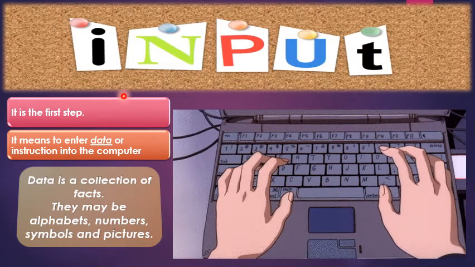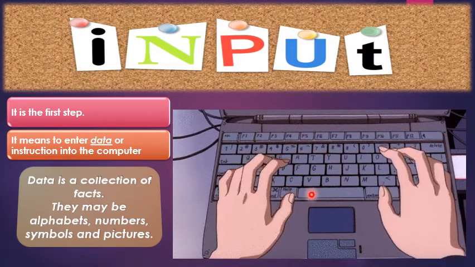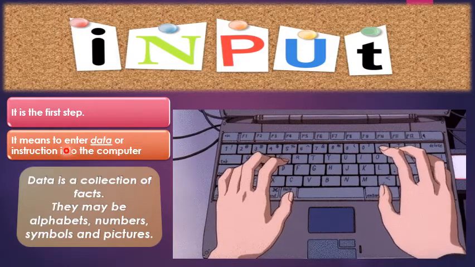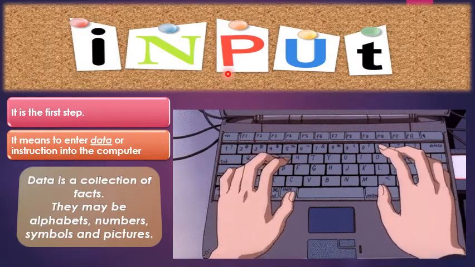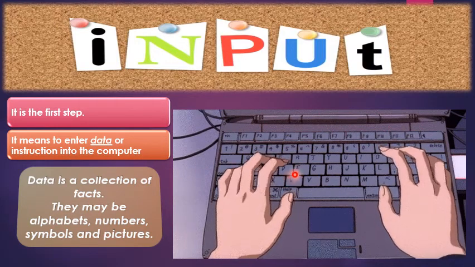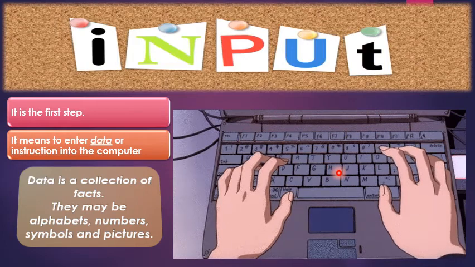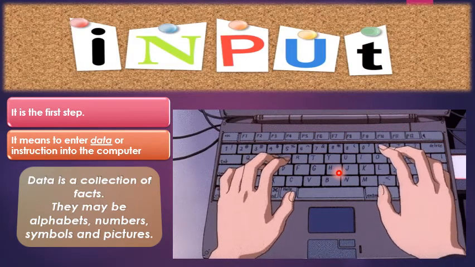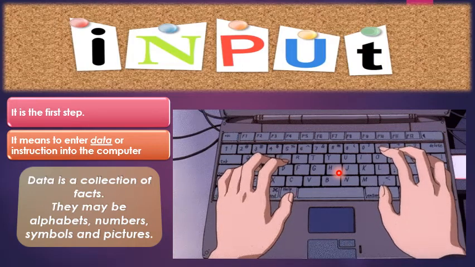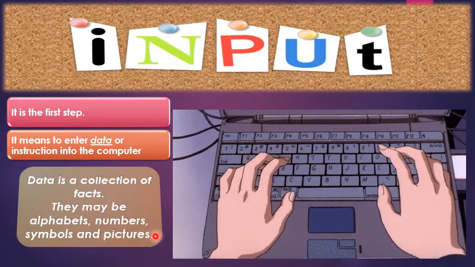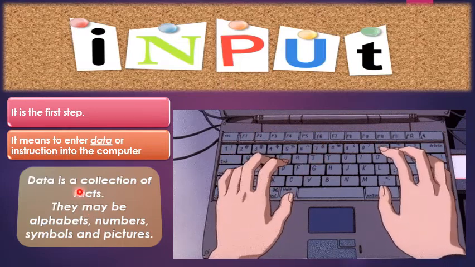So it is the input. Okay, whatever we are giving to the computer or entering data or instructions into the computer, that is the input. And what is data? Data is a collection of facts, and these facts can be alphabets, numbers, symbols, pictures. From the keyboard you can see the alphabets, numbers, symbols. And on the previous slide, remember, we took a camera as an example. That camera was capturing pictures, so that camera was also an input device. So we can give a number of data to the computer, and that would be entered into the computer for the next step, and that is process.